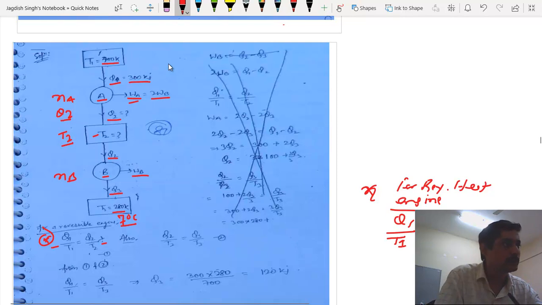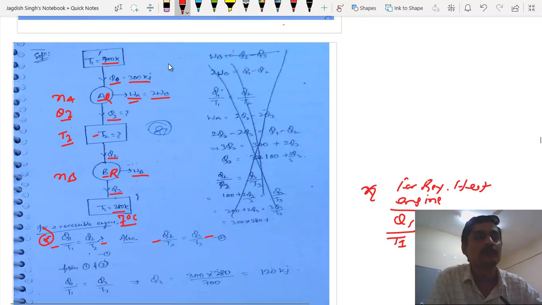Also, engine B is reversible. Both are reversible engines, right? Once again, engine B is reversible, therefore the same concept will be applied. Q2 by T2 is equal to Q3 by T3, because Q2 amount of heat is added at temperature T2 and Q3 amount of heat is rejected at temperature T3, right? So by equating both equations, we get Q1 by T1 is equal to Q3 by T3.